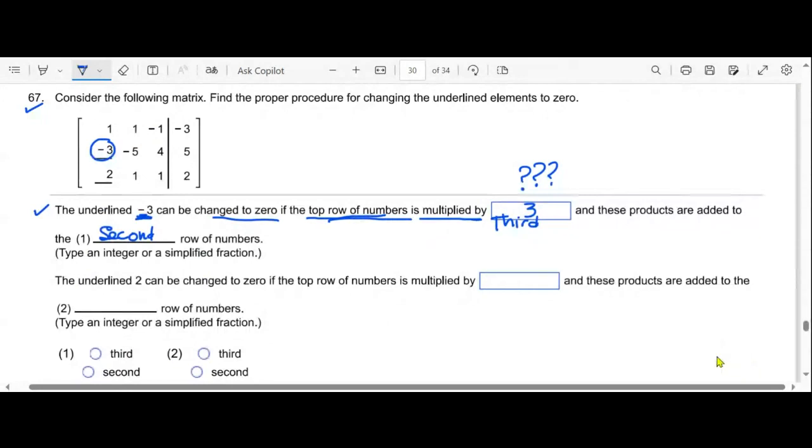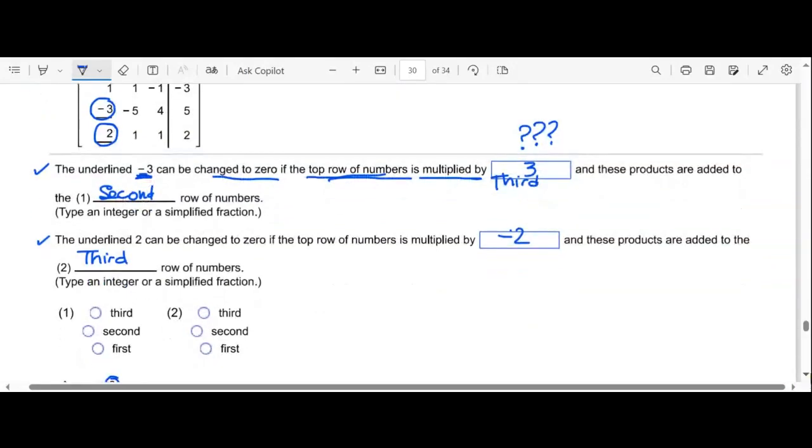Number 2. Who wants to read number 2? I need to change this to 0. Yes, go ahead. Line 2 can be changed to 0 if the top number is multiplied by -2. Correct, -2, and this product is added to the second, third row. Good.